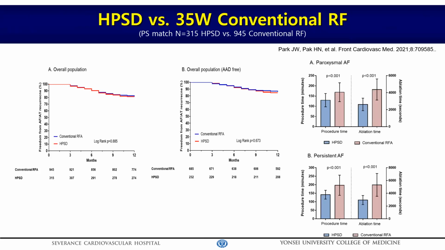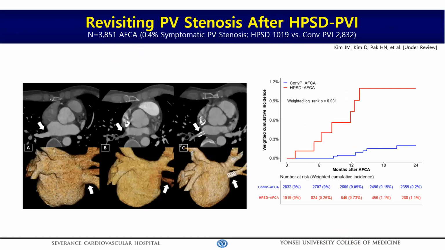This is a propensity score matched study comparing hypershort duration versus 35-watt conventional RF ablation. As you can see, the Kaplan-Meier curves show perfect overlapping, and there was no difference in efficacy and complication risk. However, the procedure time and ablation time of hypershort duration were remarkably short, so the procedure's efficiency was significantly high. During hypershort duration AF ablation of more than 1,000 patients, the procedure time was significantly reduced, and there was no difference in efficacy.